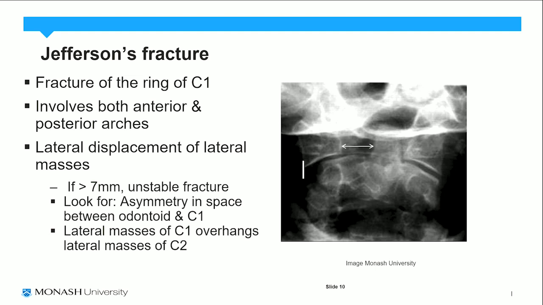Also look for asymmetry in the space between the odontoid and C1 as shown in the arrow, and then the lateral masses of C1 will overhang the lateral masses of C2, as you can see on the right side of the image.